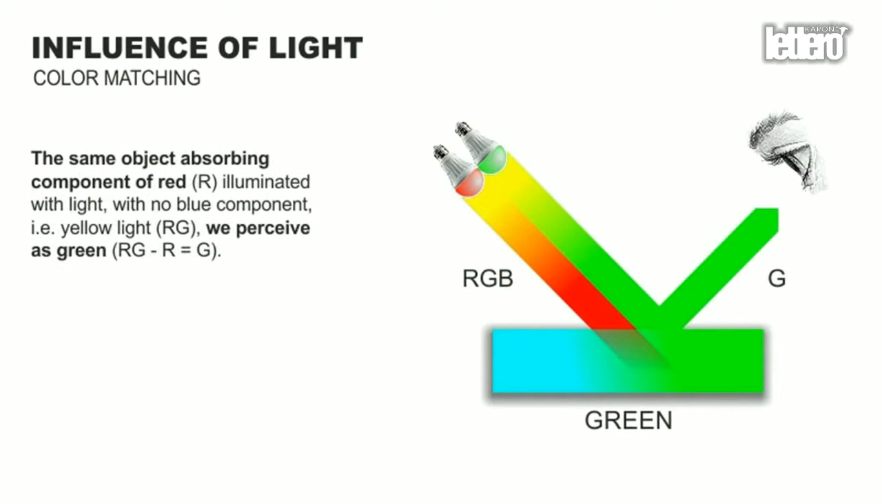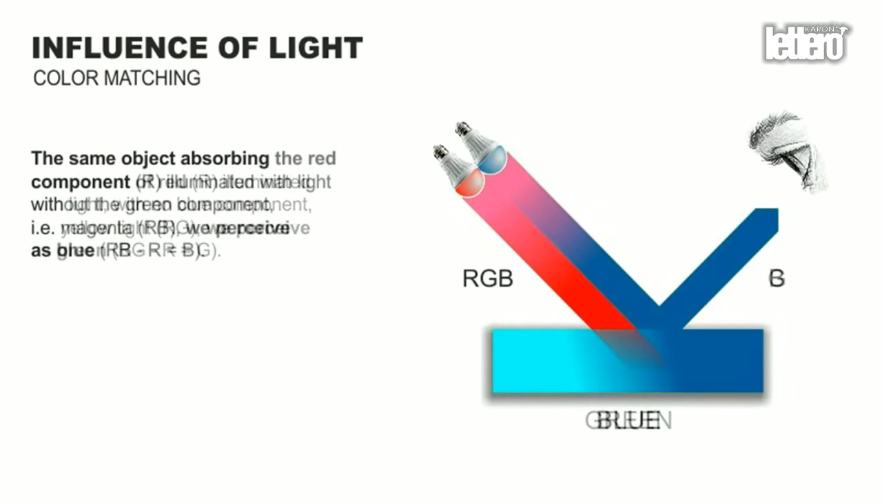The same object, absorbing the red component R and illuminated by light with no blue component, i.e. yellow light, RG, is perceived as green. RG minus R equals G. The same object absorbing the red component R and illuminated by light without the green component, i.e. magenta, RB, is perceived as blue. RB minus R equals B.